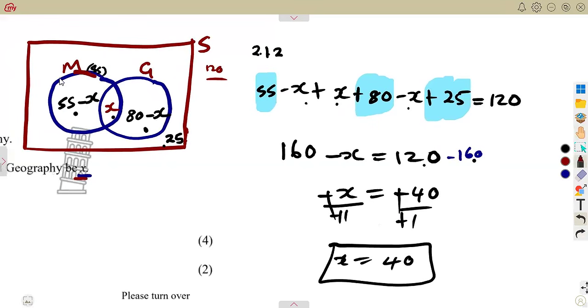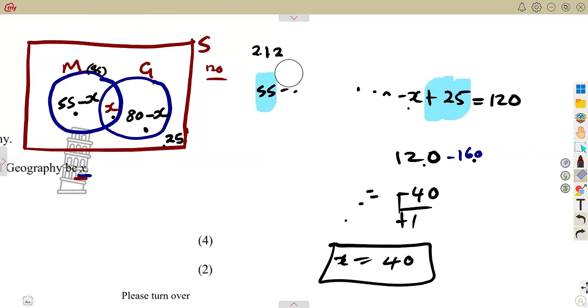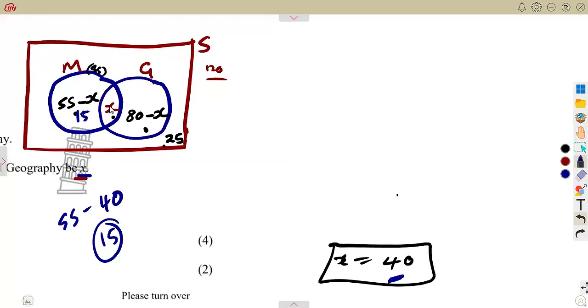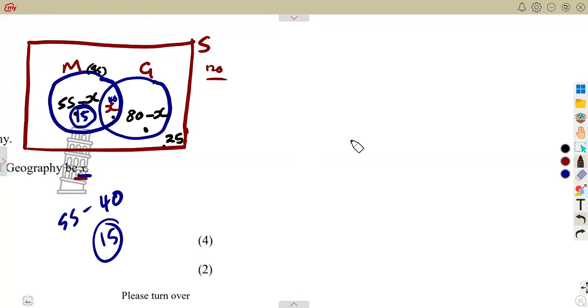That is the most important part there. Remember on your diagram, the whole of this set represents maths. What about maths only? Those who are doing maths only. Remember, that is the part of the 55 minus x. So we have our x as 40. The first thing is to determine that. So 55 minus 40 was going to give us what? That was going to give us 15. So it means here we've got 15. Remember, this x is 40. So we subtract the difference here. That's for maths only.